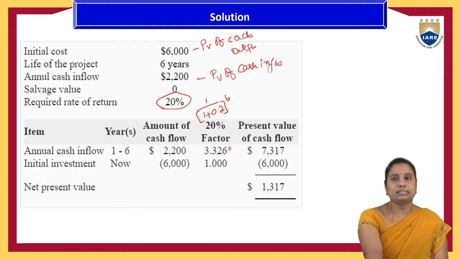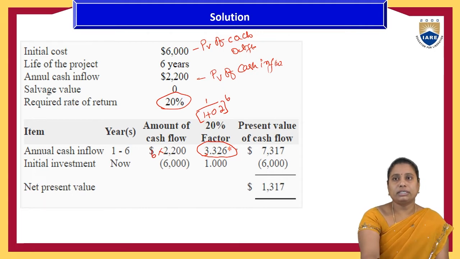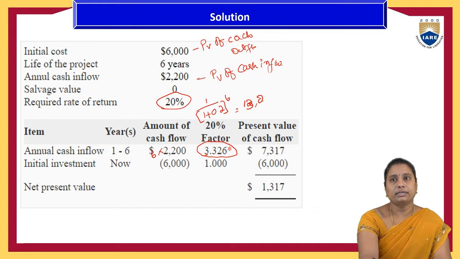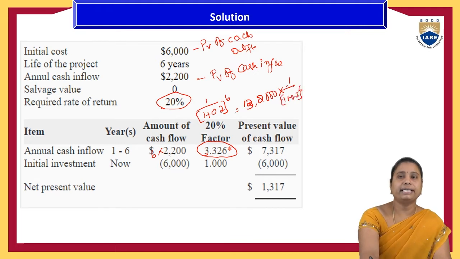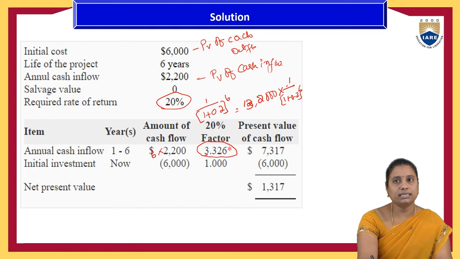Whole to the power of 6. If we calculate this, the value will be 3.326, and 2,200 for every year, up to 6 years, means 12,000. The value will be 13,200. So 13,200 into 1 divided by 1 plus 0.2 whole to the power of 6, if we calculate, its value will be 7,317.